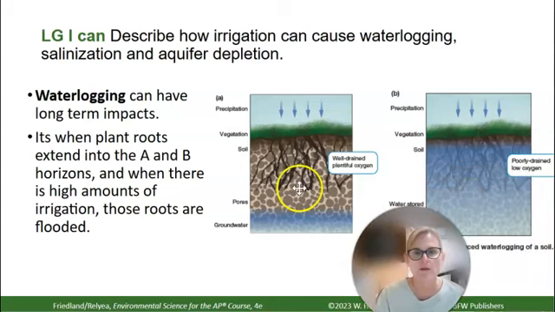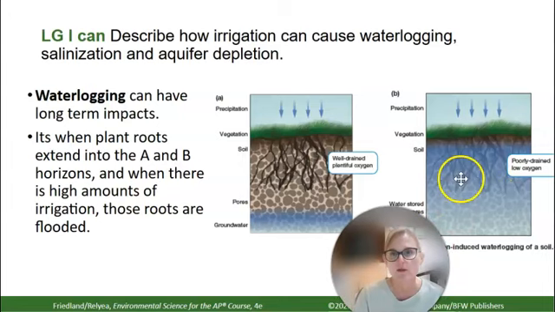Okay, so here we have something called waterlogging. That's when the water is covering the roots right here. You can have root rot where the roots actually are decomposed by bacteria, but it also prevents gas exchange. So the roots of these plants can't get carbon dioxide and can't release oxygen.